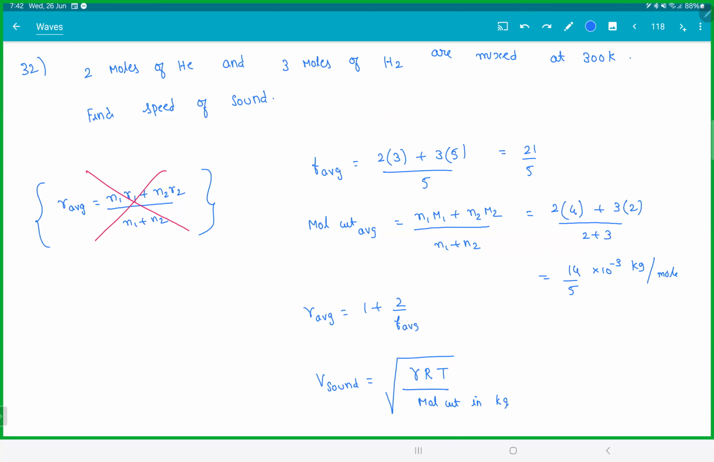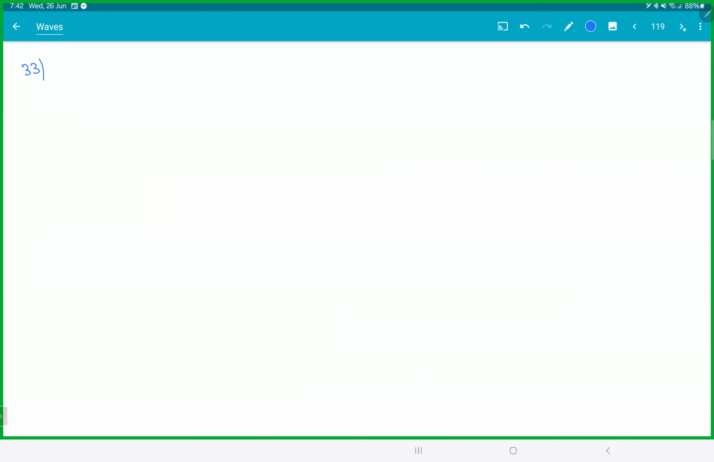Next one. Turn the page. Any doubts on this, please ask. Let's do something a little better. So we have x equal to 0 and x equal to 100 meters. At this region, the temperature is 100 Kelvin. At this point, the temperature is 300 Kelvin. So temperature varies linearly. As you go from 0 to 100, temperature linearly increases from 100 to 300.